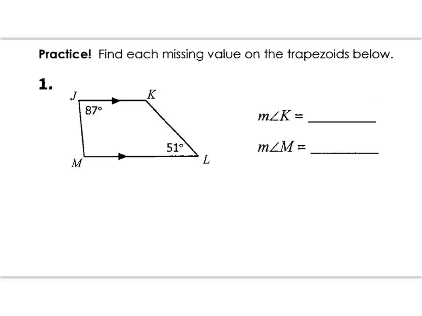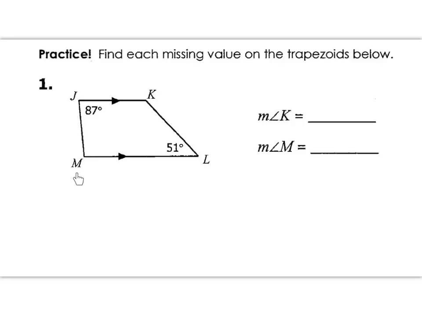All right, problem number 1. We want to find the missing values in the trapezoids below. So in problem number 1, we're given J and L, and we can see that this is a non-isosceles trapezoid because the two legs are not congruent. Okay, we've got parallel sides. The two non-parallel sides are our legs. They are not congruent. Therefore, it is a non-isosceles trapezoid.